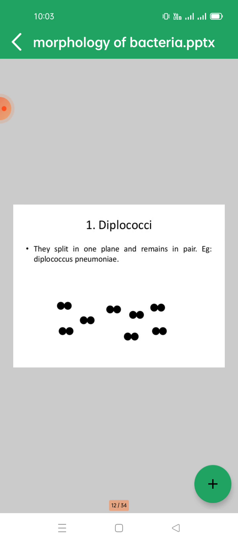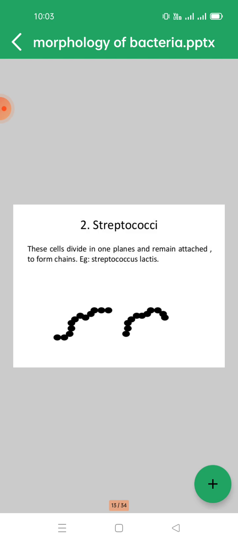First one is diplococci, that is two cells that remain in a pair. For example, Diplococcus pneumoniae. During division they fail to separate from their mother cells, they remain attached in the same plane, that is a single plane. So they look like this structure, that is diplococci. They occur in pairs.